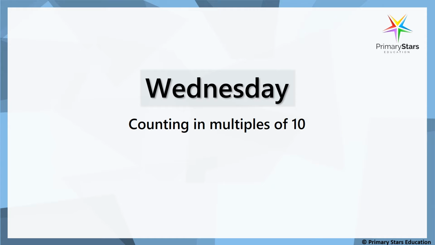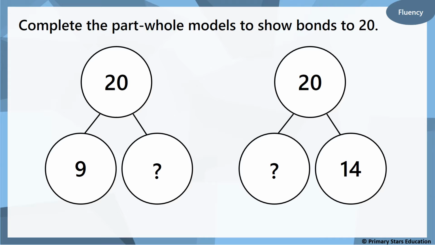Hello everyone, today we're going to be counting in multiples of tens, but let's warm up our brains to begin with. Now yesterday we looked at number bonds to 10 and number bonds to 20. We're going to quickly look at number bonds to 20 again. Can you have a go at solving these missing part-whole models?